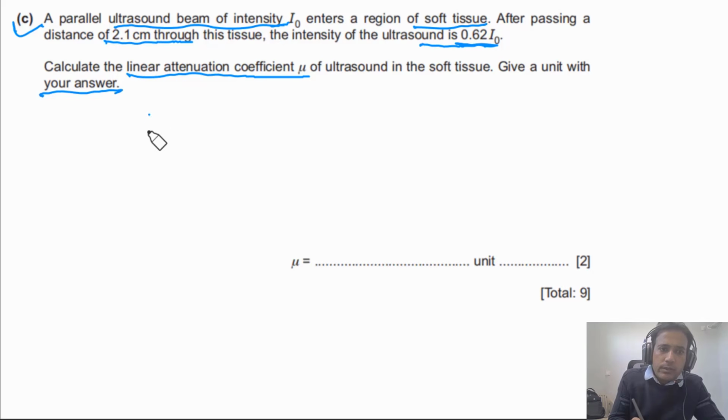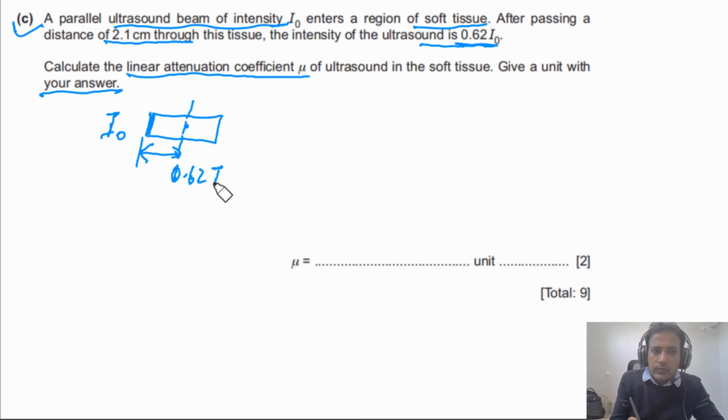So in this case, simply we can imagine this is soft tissue. Incident intensity is I0. When it has traveled a distance, let's say this distance inside the tissue, the intensity at this point is 0.62 I0 and the distance traveled is 2.1 centimeters. So we need to find out what is the value of mu.